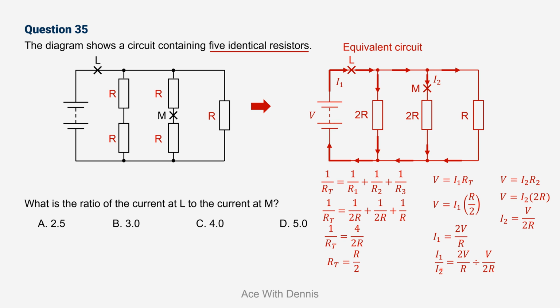Then we compare these two currents. So I1 divided by I2, because we want to find the ratio of the current at L, which is I1 here, to the current at M, which is I2. So the ratio I1 to I2 equals 2V over R divided by V over 2R. We change the division to multiplication, so this becomes the reciprocal. Cancel out the R, cancel out the V, and we find it is 4. Hence, the answer is C, 4.0.